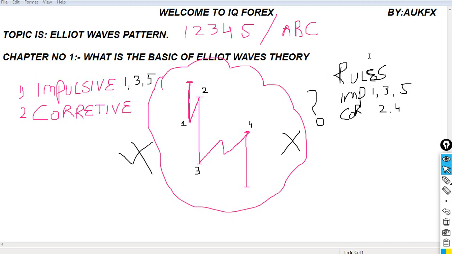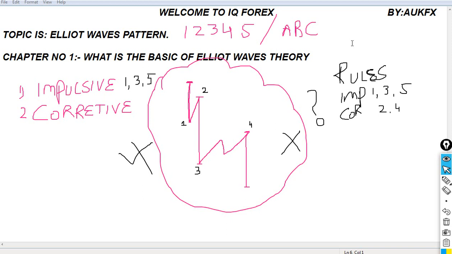I know that we have impulsive waves like 1, 2, 3, 4, 5. There are so many waves I have seen in charts in the past that are 1, 2, 3, 4, 5, 6, 7, 8, 9. But those are the rare cases.